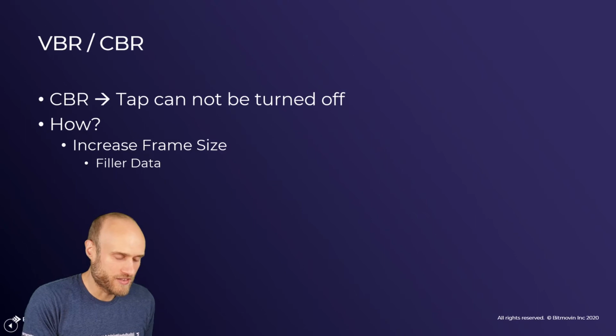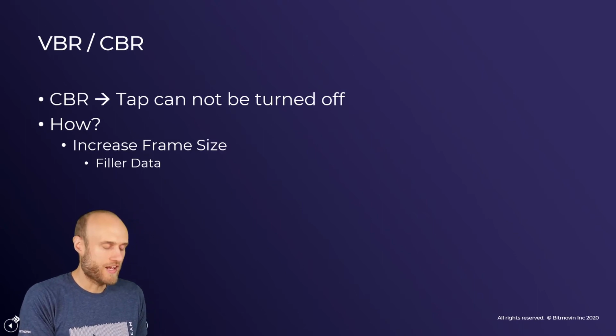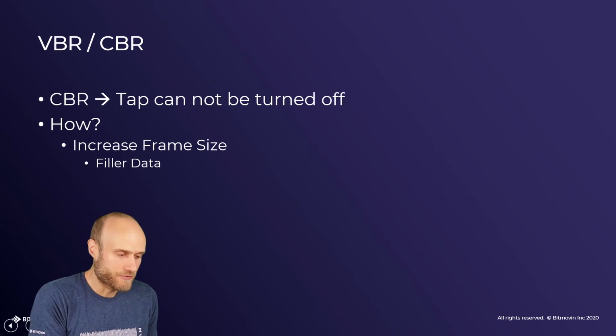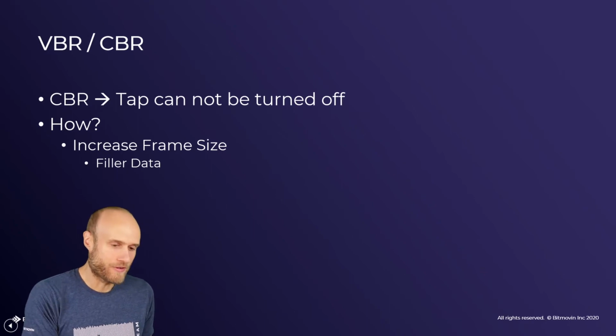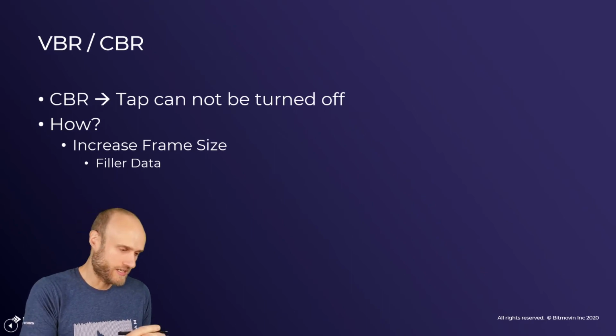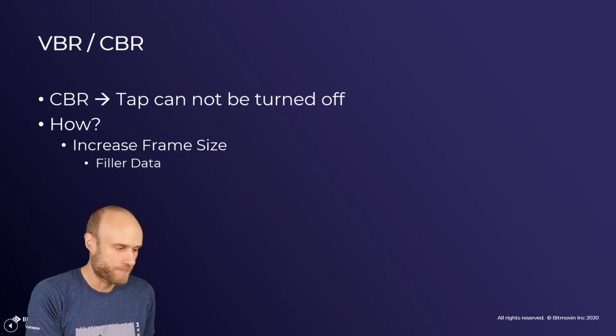There's another mode that the HRD can be operated in, which is CBR mode, constant bitrate mode. And in that mode, the difference is basically that the tap cannot be turned off. It must never be turned off. So the flow into the buffer is always constant and it's always on, and the end times are always the start times of the previous frame.